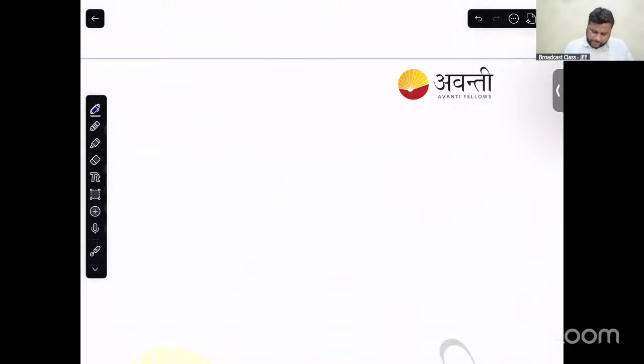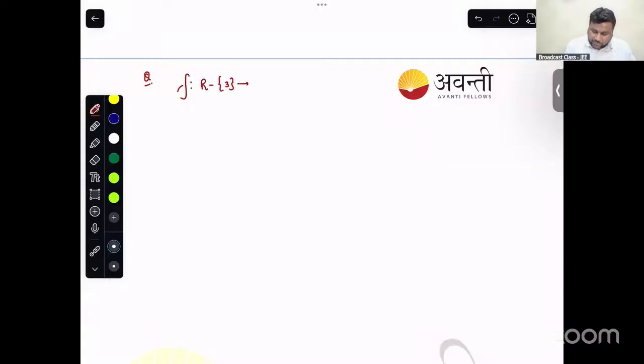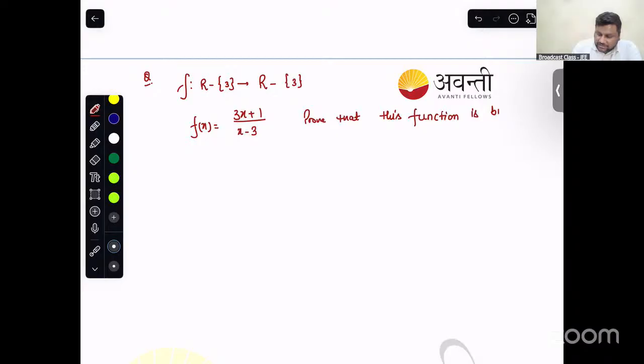The question is, write down: f from R minus 3 to R minus 3, f(x) equals 3x plus 1 upon x minus 3. Just a moment, not 3 upon x minus 3: 3x plus 1 upon x minus 3. Prove that this function is bijective.